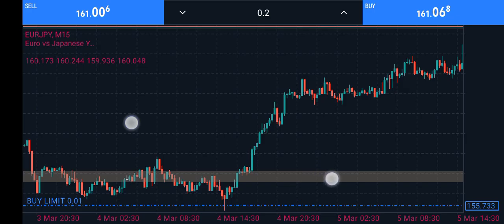Then if the market fails to touch our buy limit here, we take a new buy trade from there to follow up the market. So the best option for us to do is just to wait for the market to follow up a bit. You can just do swing trade from here.